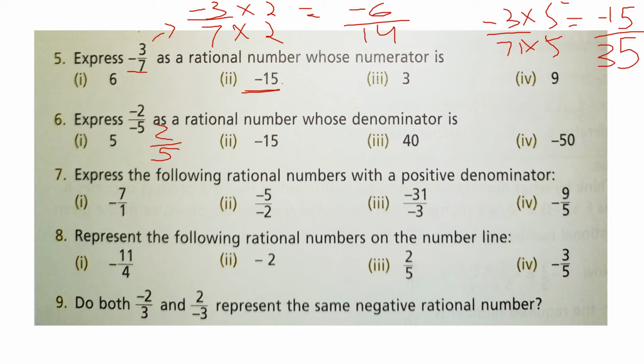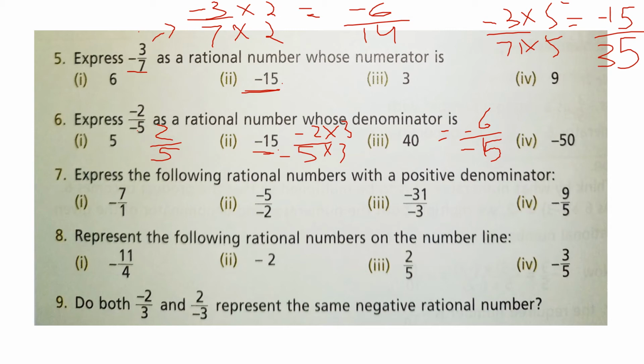Here you have to make 5 into 15. So you will multiply minus 2 by minus 5 by 3. So it will become minus 6 by minus 15. Now you have to do the third and fourth part by yourself.